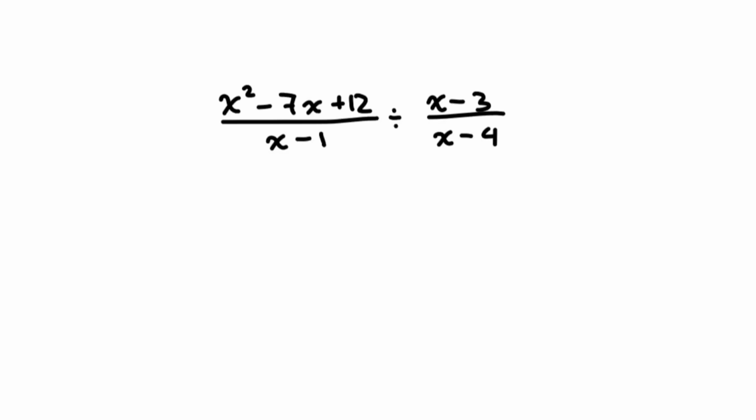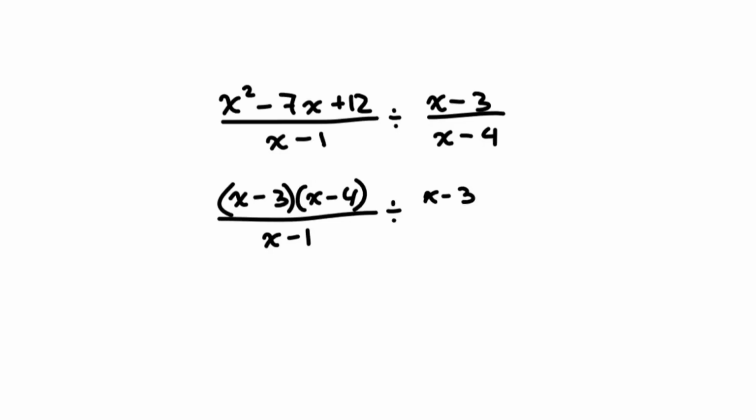Let's try that. So we're going to factor the numerator, and we'll get x minus 3 times x minus 4. And in the denominator, we have x minus 1 divided by x minus 3 over x minus 4. The restrictions here will be x cannot equal 1 and 4. Now we're going to have to take the reciprocal of the second expression. Let's do that.